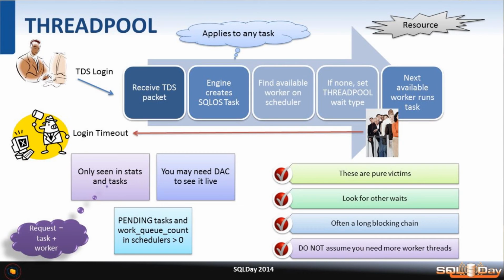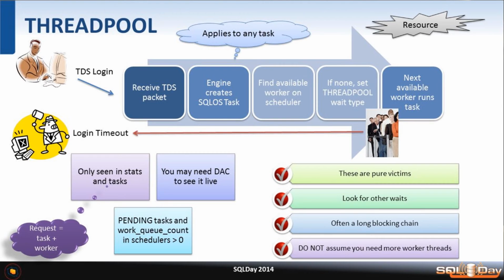And in addition, in the DMOS scheduler's DMV, the work queue count will be greater than zero, and it'll sit there and be at high rates for long periods of time.